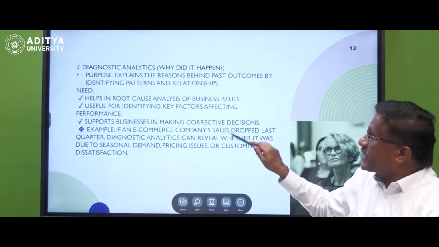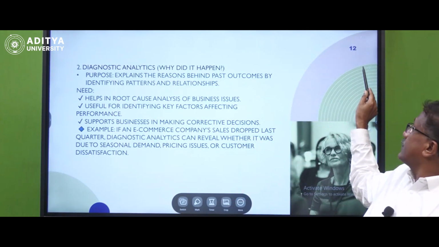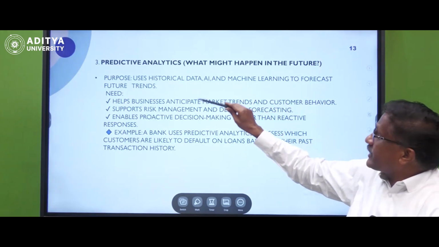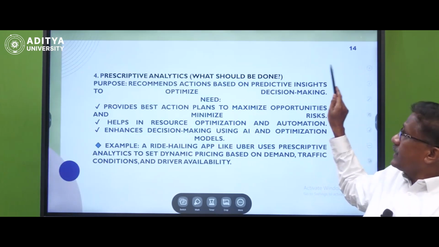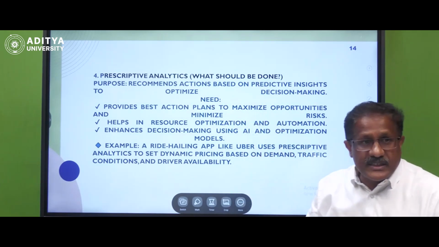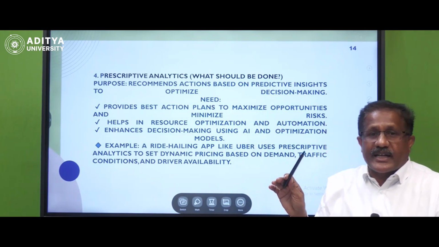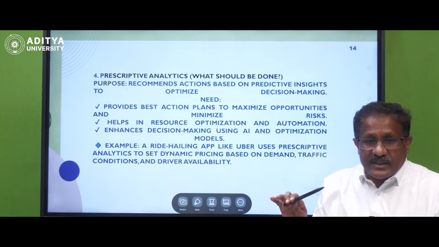Second one, diagnostic analytics, why it happened. Third, predictive analytics, what might happen in the future. And the last one, prescriptive analytics, what should be done. These are all the four different types of analytical methods we have just discussed.